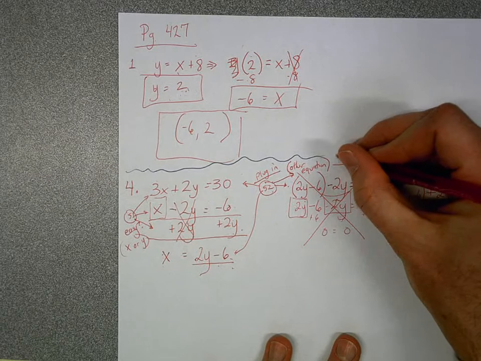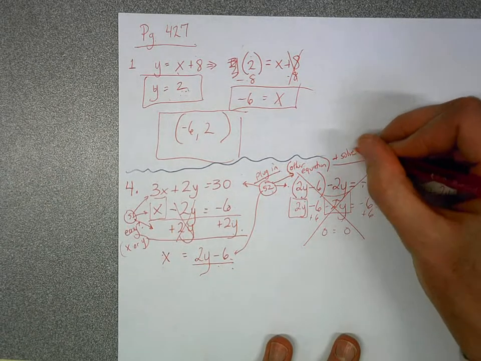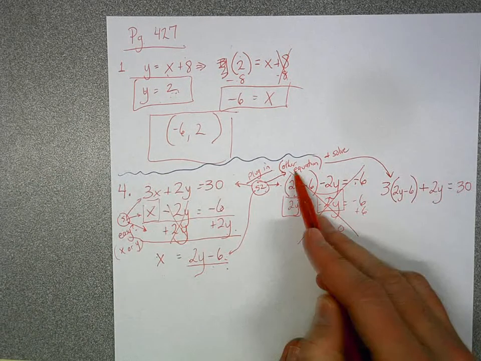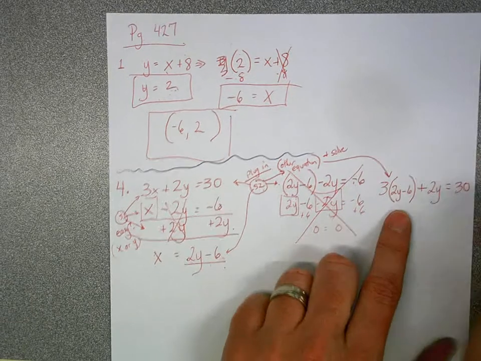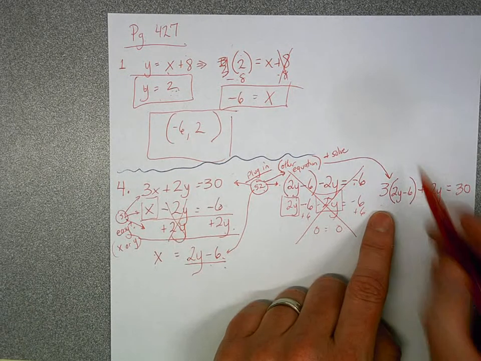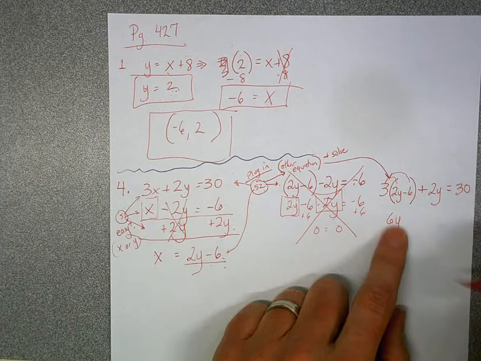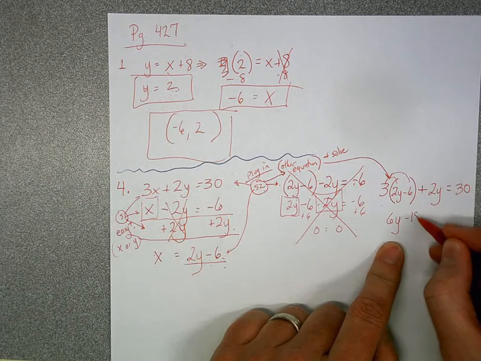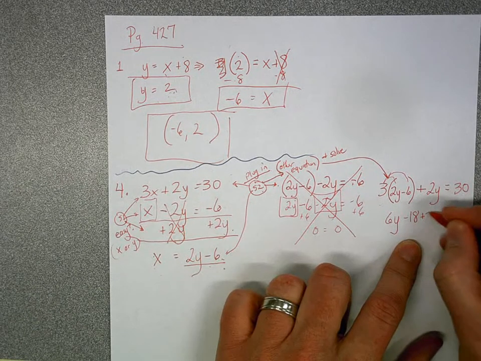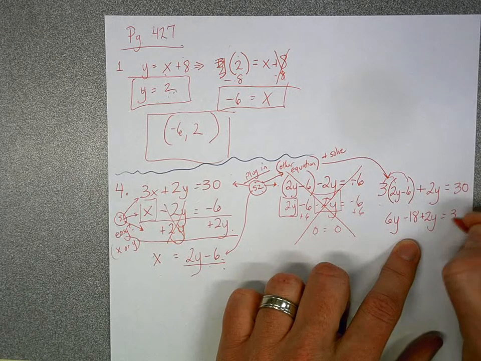Okay, now I'll just write it here with our other notes. Plug in to the other equation and solve. So I need to do distributive property first. So 3 times 2y is 6y. 3 times a negative 6 is negative 18. Plus 2y is equal to 30.